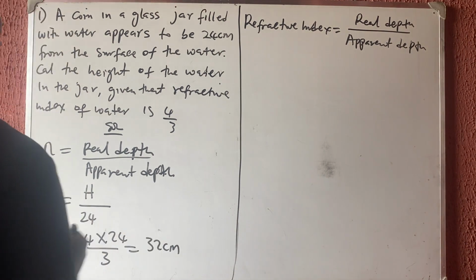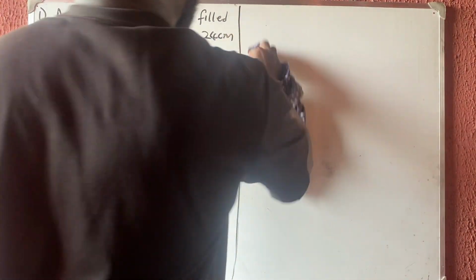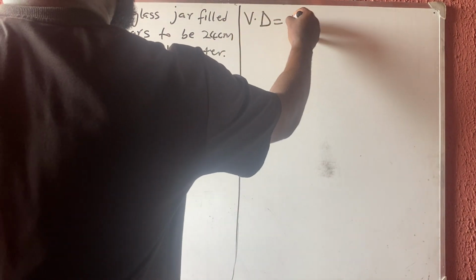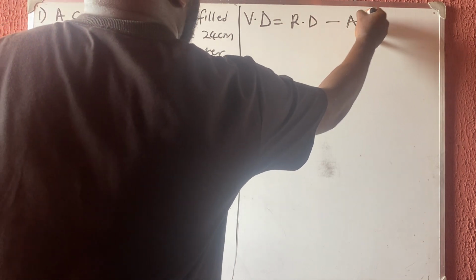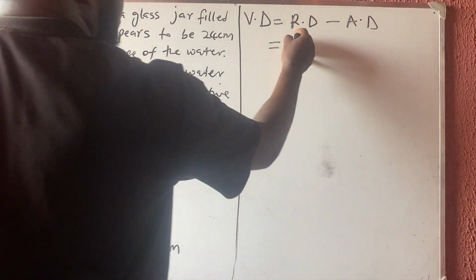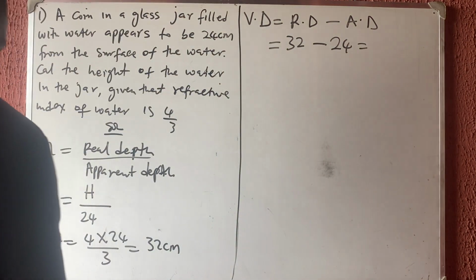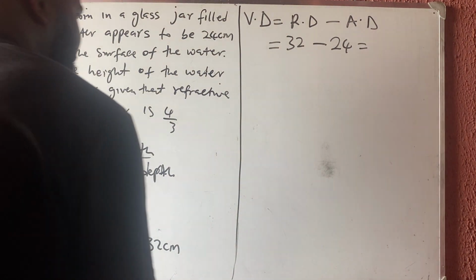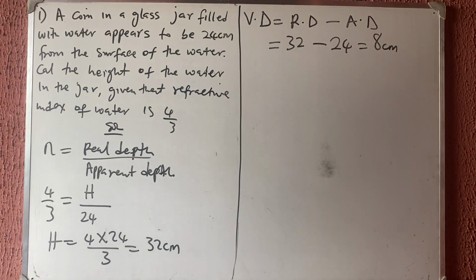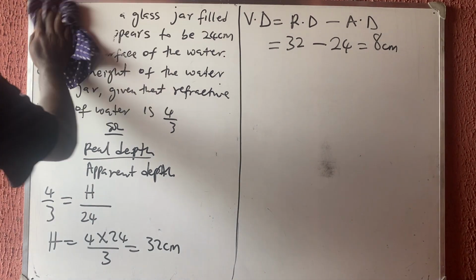Now, they can decide to ask you the vertical displacement. The vertical displacement, I told you, is just the difference. So the vertical displacement is equal to the real depth minus the apparent depth. The real depth is now the height, which is 32, minus the apparent depth, which is 24. If you subtract, I'm having 8. So 8 cm is the vertical displacement. So we'll go to question number 2.